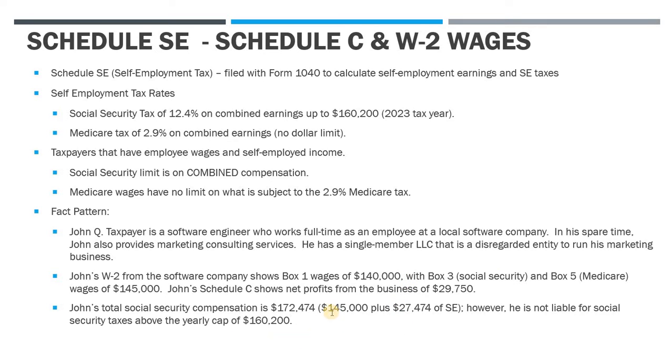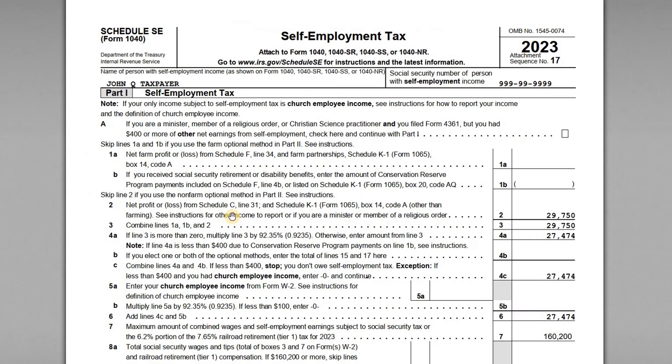So when all this is thrown together, what we're going to see is the total amount of Social Security compensation: the $145K plus $27,474 of self-employed income, and the variance here, we'll talk about when we get to the Schedule SE. But you notice that the total, $172,474, is above the $160K amount. And so this is where John has to be careful, because he doesn't want to pay the Social Security tax on all of this. It's only the amount of tax on income up to this ceiling amount. All right, so let's have a look at the return here and try to piece all this together.